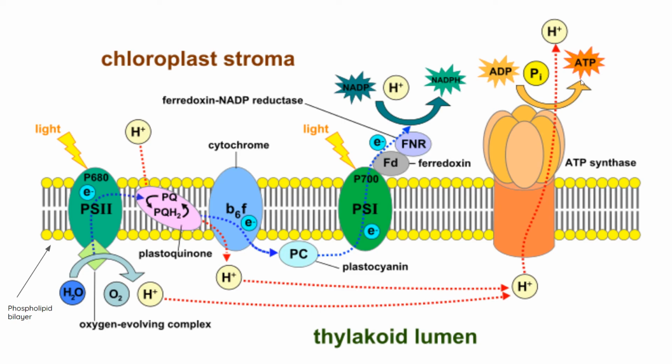These are later going to be used to fuel the processes in the Calvin cycle, which is how these two products are turned into carbohydrates so that the plant actually has energy.